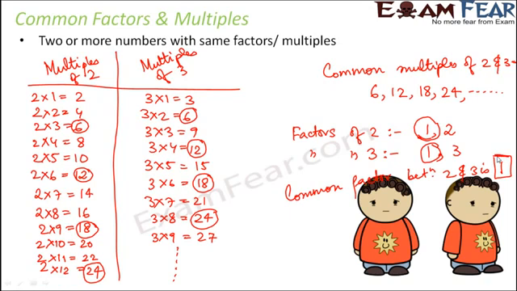Now anyways, we have learned before that the number of factors for a number is always finite. There are fixed number of factors. So it is quite obvious that the number of common factors will also be fixed. But in case of multiples, there exist infinite number of multiples for any number, and therefore the common multiples are also like many. So this is the concept of common factors and multiples.